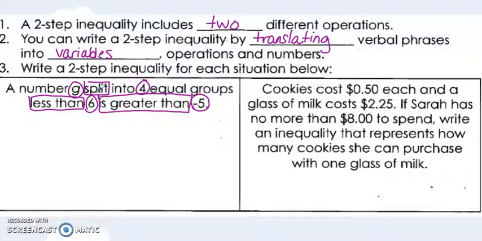So, the keyword split means division. We are taking a number G and dividing it into 4 equal groups. So I have G divided by 4. We have less than, but we have this word then. So that means this G divided by 4 has to go behind the subtraction sign, and we have 6 in front. The reason this means less than is the subtraction and not the inequality symbol is because it doesn't have the word is. Right here, this word is shows that that is our inequality symbol, and it is greater than -5.